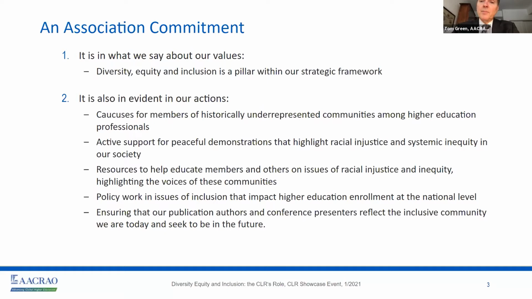And then we also make sure that we represent the diversity of our members and of American society when we do things like find authors for publications or speakers at our conferences. If you go to our conferences, you'll see there's a real effort to make sure that the people who are up there in front of you and visible in these roles are representative of the really diverse backgrounds that are represented in our profession.